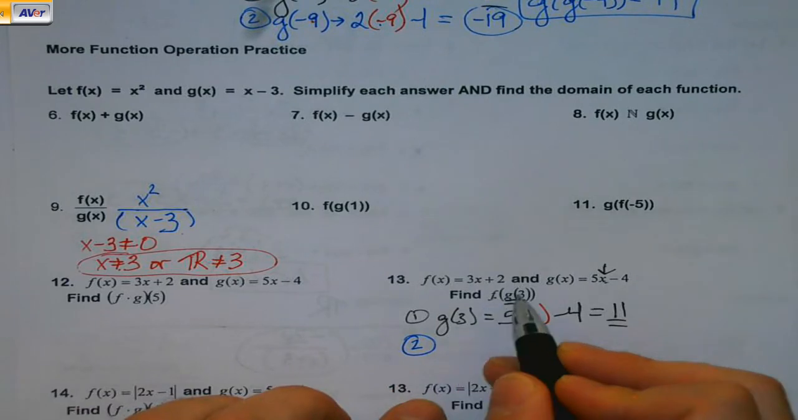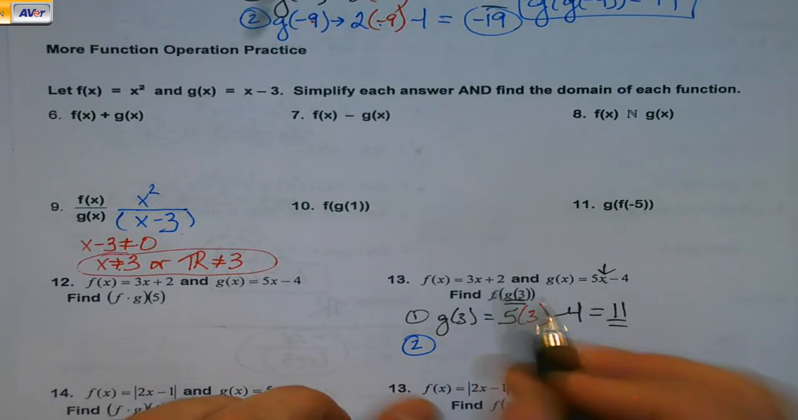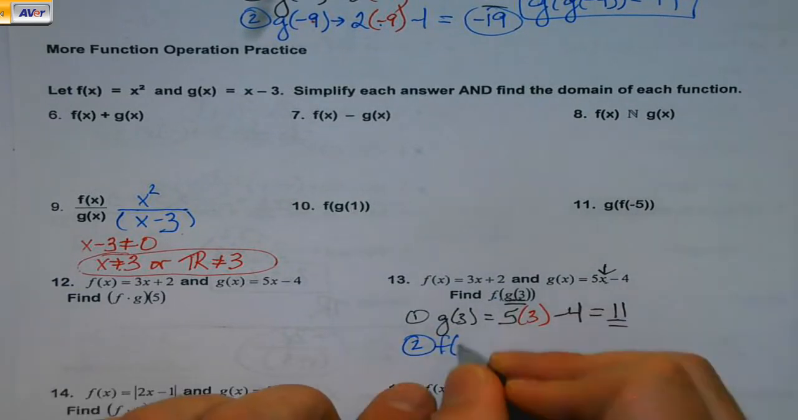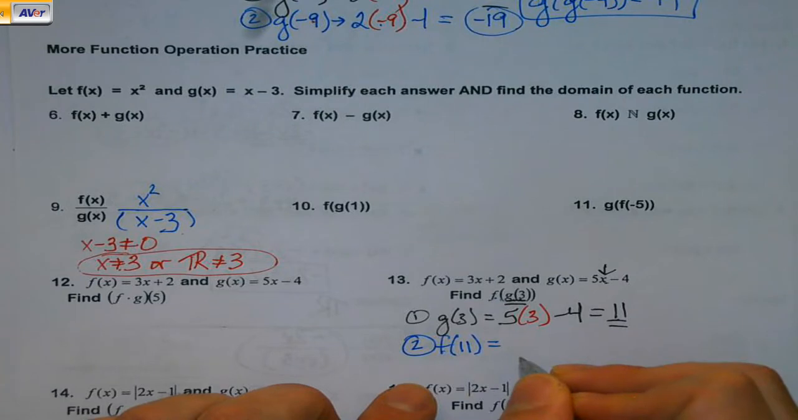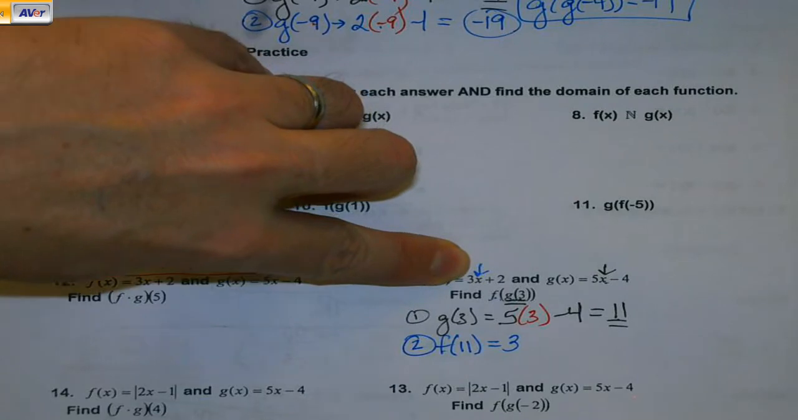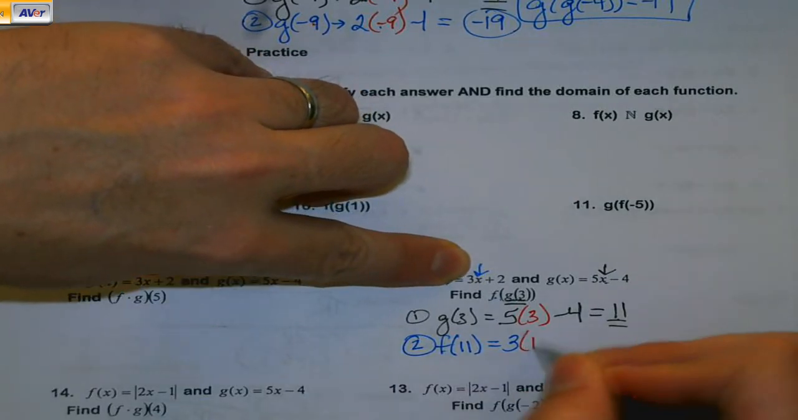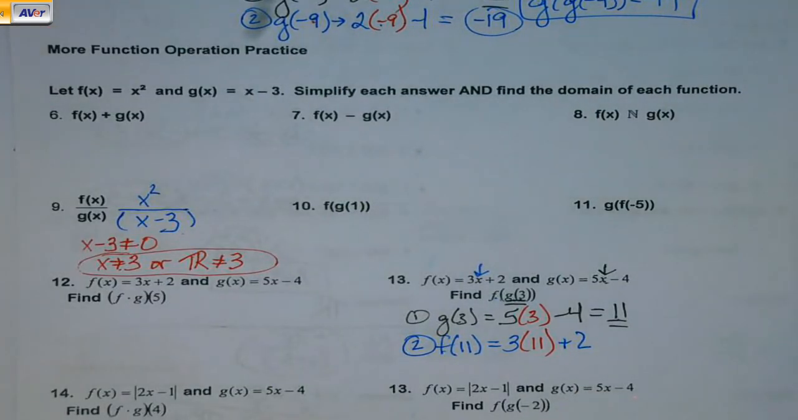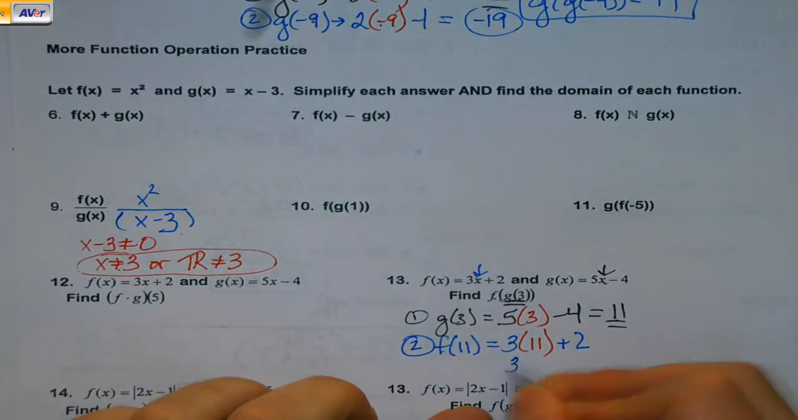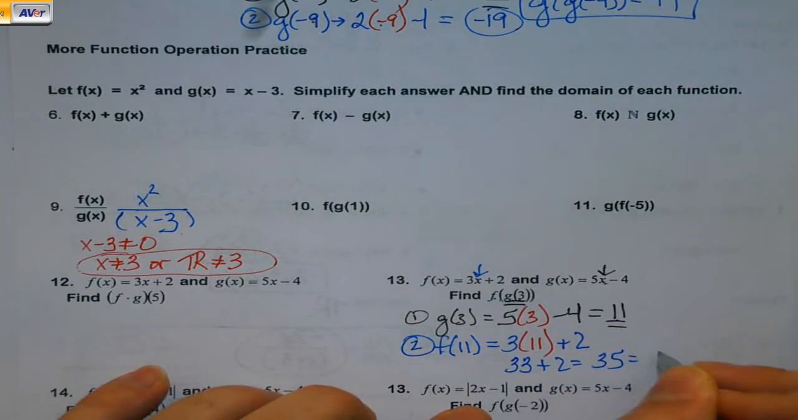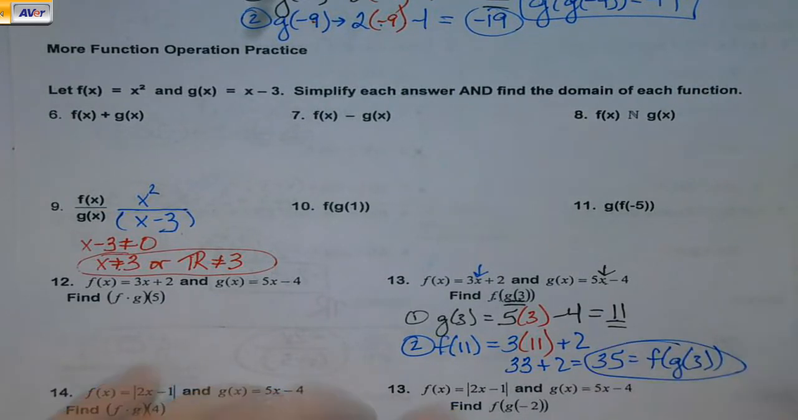Then I work my way out, so I'm working inside out. I'm going to be doing f, but now I know what this value is. It's 11. So here's my f function. I'm going to be plugging in where the x is. So when I get to x, I replace it with the number in the parentheses. Everything else stays the same. 33 plus 2 is 35. And that would be f of g of 3.